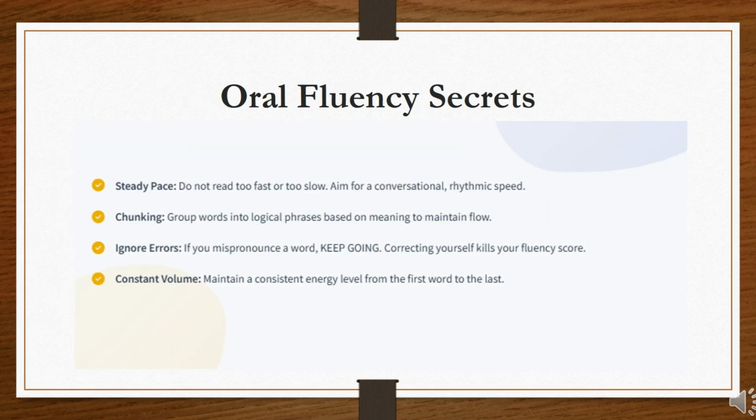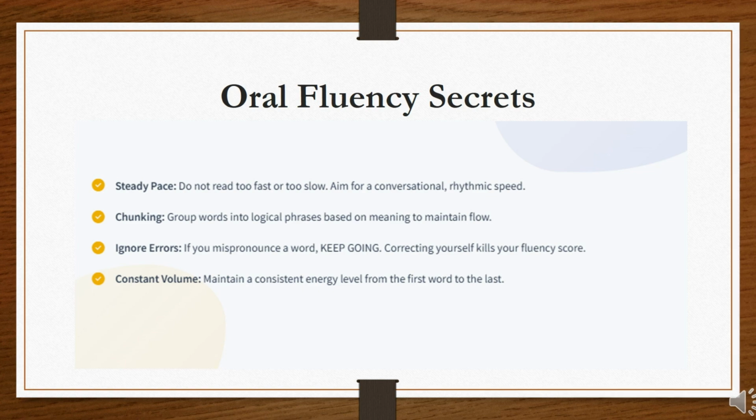Attempting the speaking module, you need to maintain a steady pace. You don't have to speak too fast or too slow. Your speech should be understandable by the English speaker, and that's how you will gain the right marks for your fluency. Divide the passage into small chunks, group words into logical phrases based on meaning to maintain the flow. For example, if I say group of words into logical phrases, I take a small pause and then based on meaning to maintain flow. So that's how you can do the read aloud.